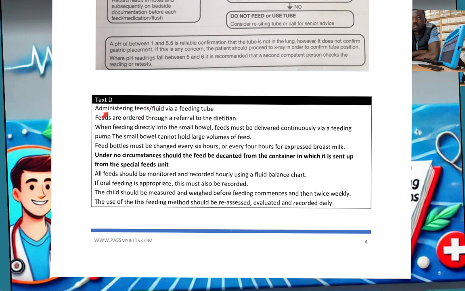All right. And when you go through the text, you can see feeds are ordered through a referral to the dietitian. So we can see feeds here. We also have feeds must be delivered. We have all feeds. Okay, this should tell you that the text contains feeds. It's more about feeds. You can even see express breast milk. This is a fluid, so it's a type of feed. All right. So the text here is more about feeds or fluid.